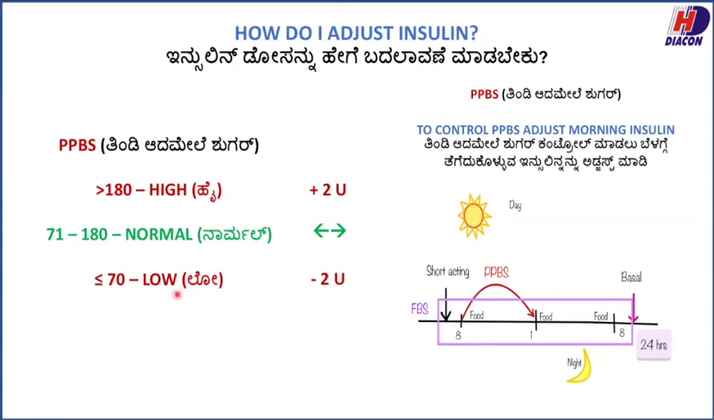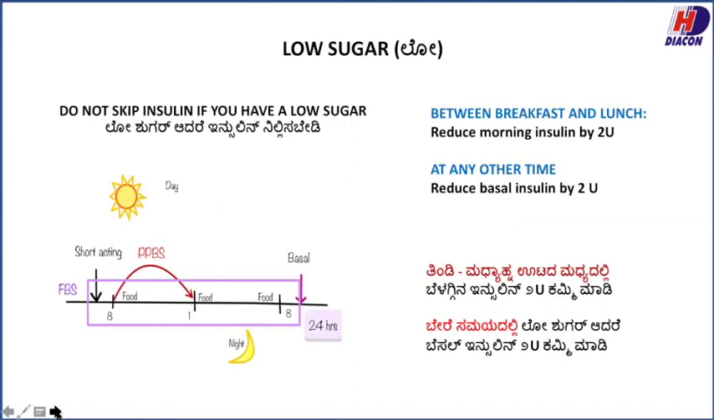If you have a low sugar between your breakfast and lunch, remember the short-acting insulin works for about 6 hours. So if you have a low sugar in that time, then reduce the morning insulin dose by 2 units. So if you have a low sugar at 11 a.m. or 12 p.m., you correct the low sugar and the next day, reduce the morning insulin dose by 2 units. So don't skip insulin if you have a low sugar. If you have a low sugar between breakfast and lunch, reduce your morning injection by 2 units.